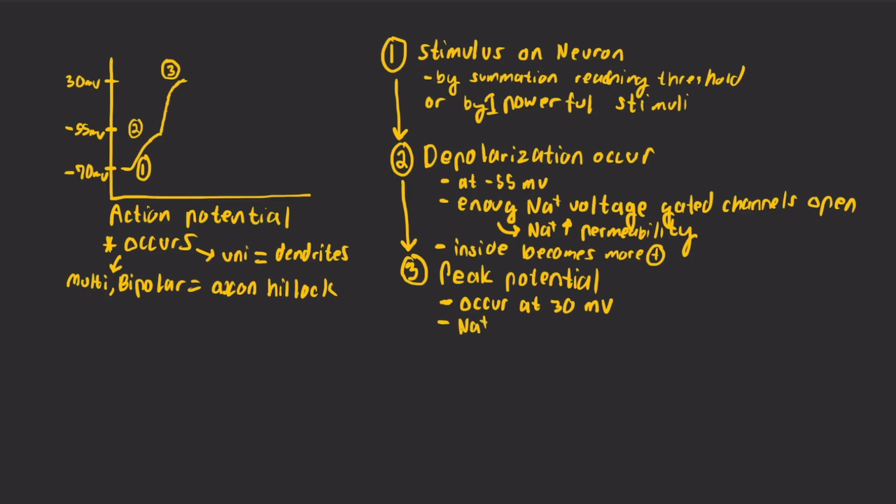So sodium voltage gated channels inactivate. Once we reach that very peak of this action potential, they will close. Okay, so they will close. This will then result in repolarization. So you're gonna start seeing this decrease. Okay, so it's gonna decrease.